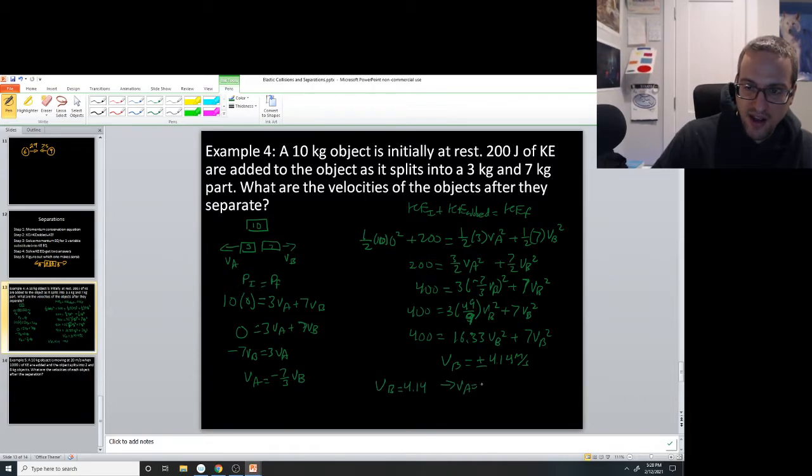Then VA equals negative 9.66. And if VB equals negative 4.14, what happens? We get VA equals positive 9.66. Now, what's the difference between them? It's just which one's going left and which one's going right. You can see here I drew VA going left and VB going right. So if we assume that right is positive, then the correct answer based on how we drew it is the first one.